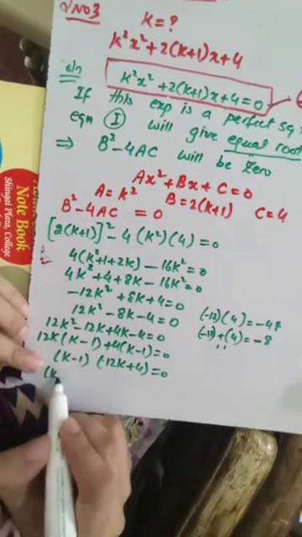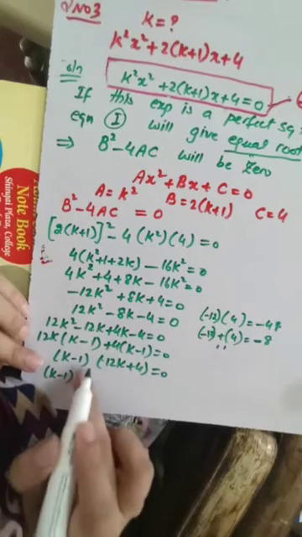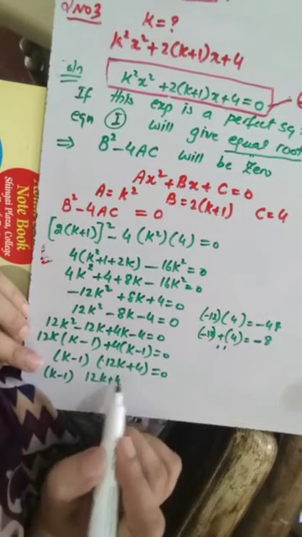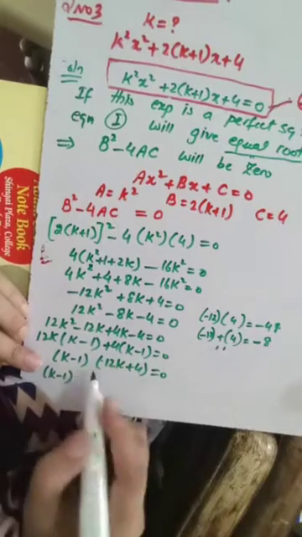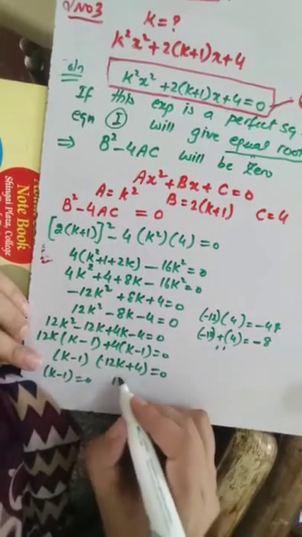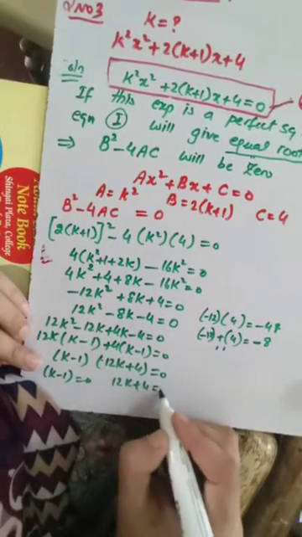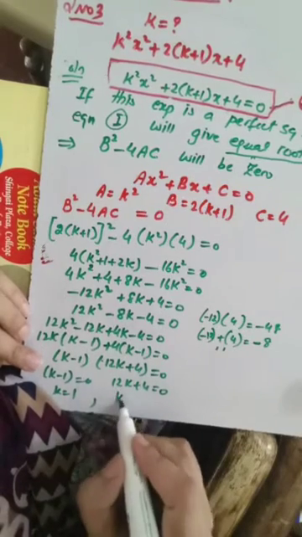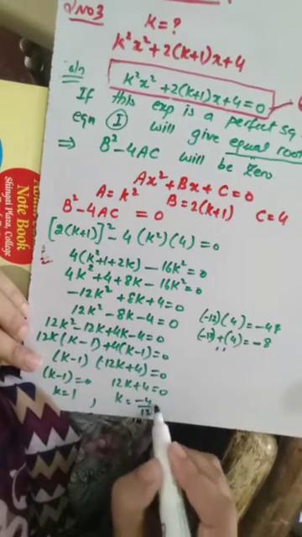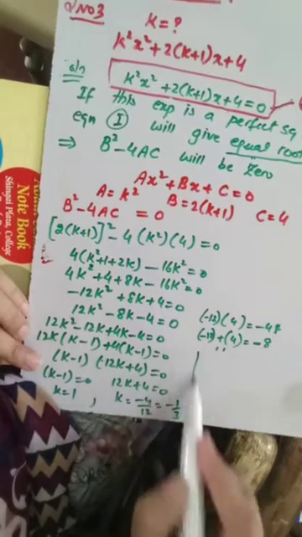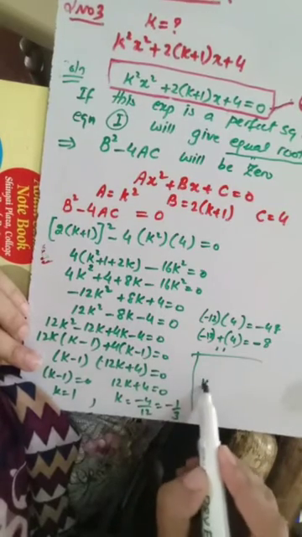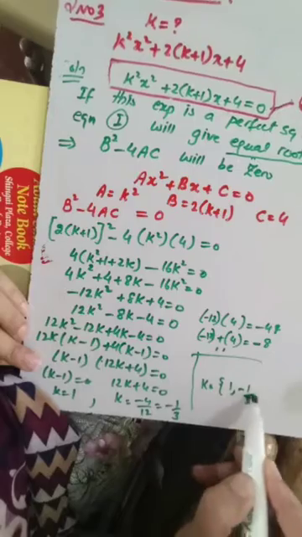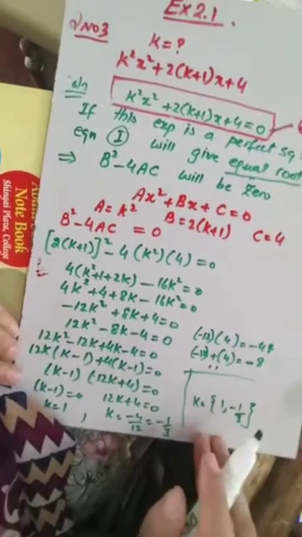So k minus 1 into 12k plus 4. Either k minus 1 is equal to 0 or 12k plus 4 is equal to 0. So it means that its value k can be 1 or k can be negative 4 over 12, which is negative 1 by 3. These are the two possible values for k, 1 and negative 1 by 3. So this is how you solve this question.